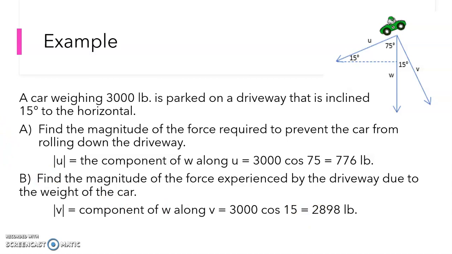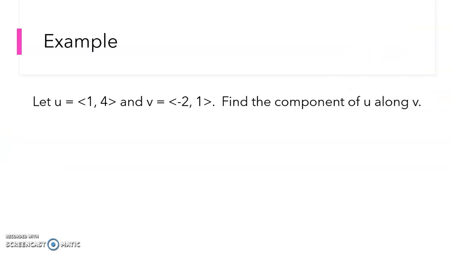Let's do one more example with this. In this example, they want us to find the component of U along V, but they've given us the component forms of U and V. So we're going to use the second formula, which was U dot V over the magnitude of V. So see if you can do that, and then press play to check your answer.